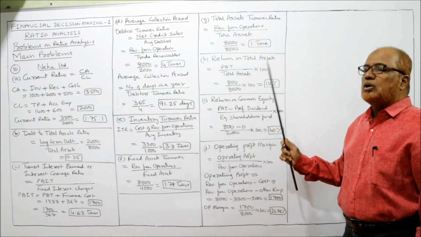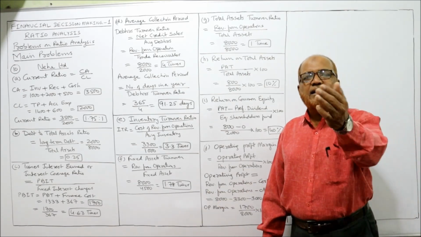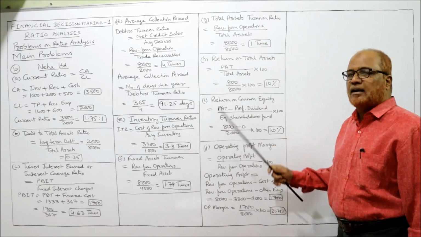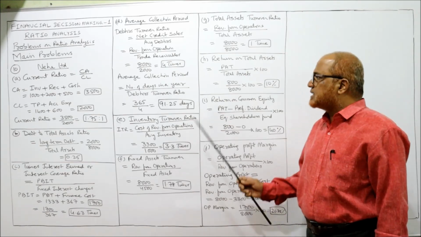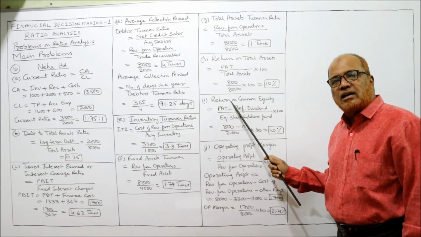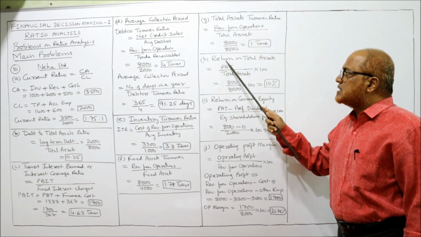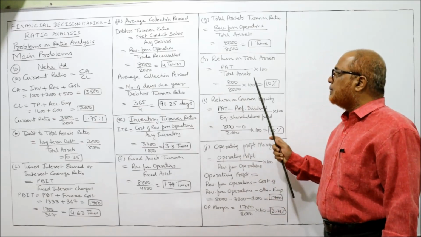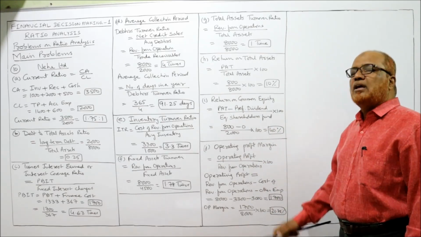Next one is return on total assets. This is also an old formula: PAT divided by total assets. Profit after tax given in the problem is 800; you can see it in the statement of profit and loss. Total assets are 8,000, multiplied by 100. Why multiply by 100? Because it's a profitability ratio. Whenever there is a profitability ratio, we multiply by 100. So 10%.